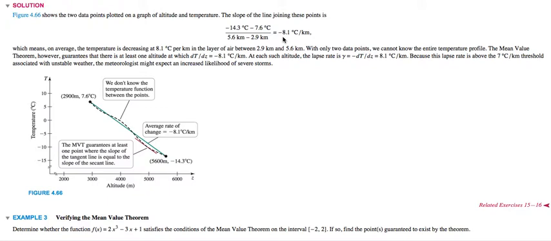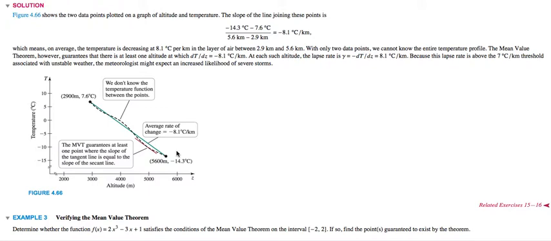Now, only having these two data points, we have no idea what the entire temperature profile looks like. So here the dotted line is just indicating that something is going on. The mean value theorem guarantees, though, that there has to be at least one altitude at which dT over dz is negative 8.1 degrees Celsius per kilometer.